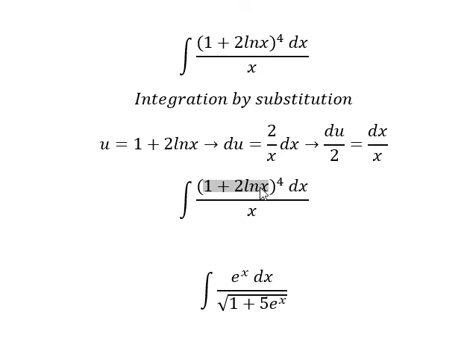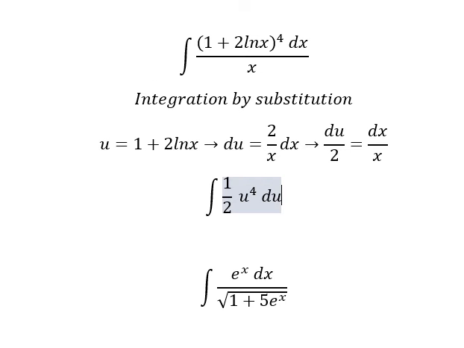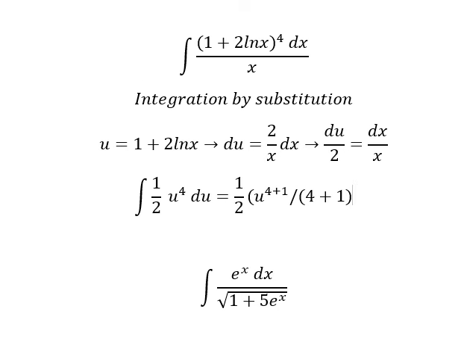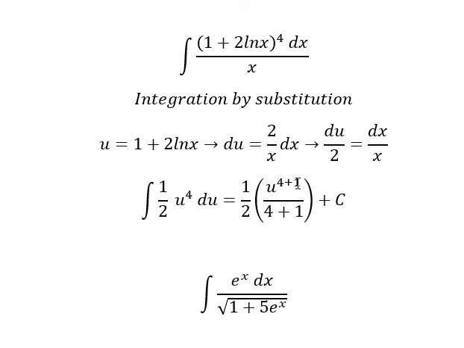This one we change for u. dx over x we change for this one. So the integration of u to the power of 4 is u to the power of 4 plus 1 over 4 plus 1. And this one we have number 5.